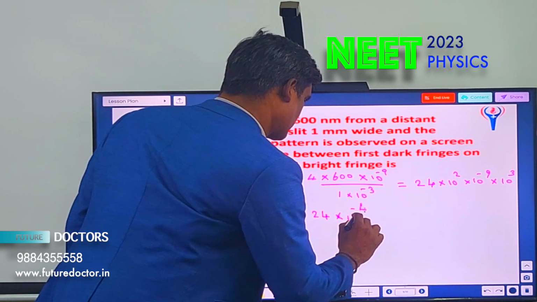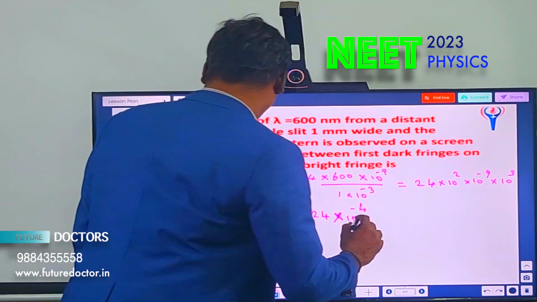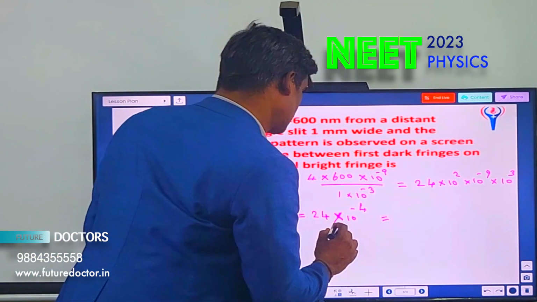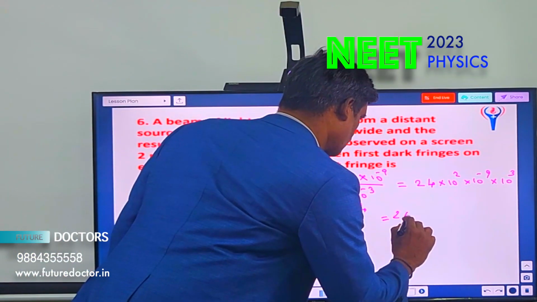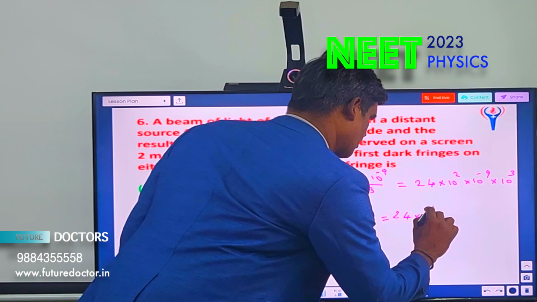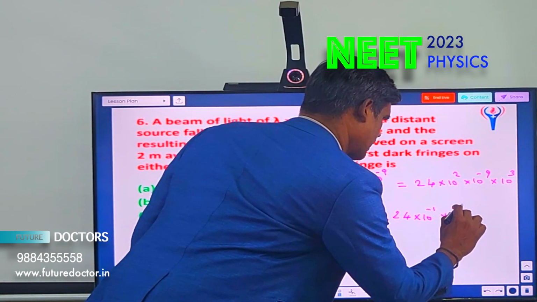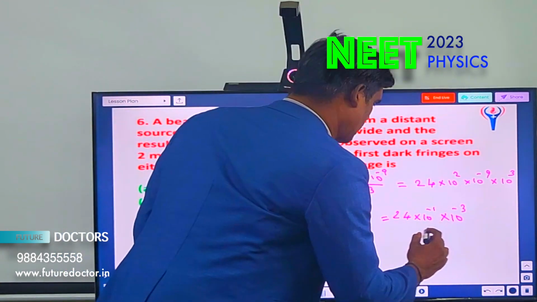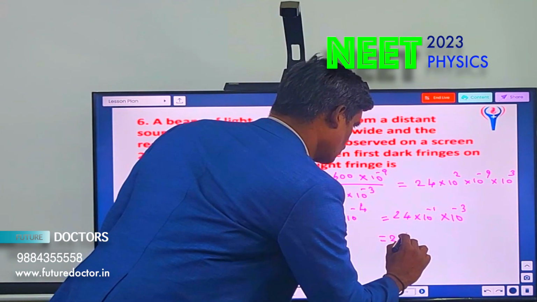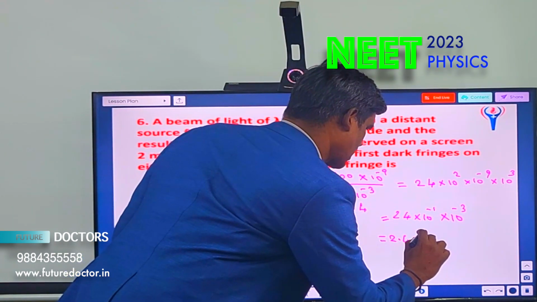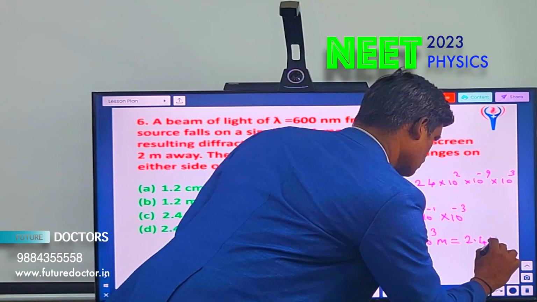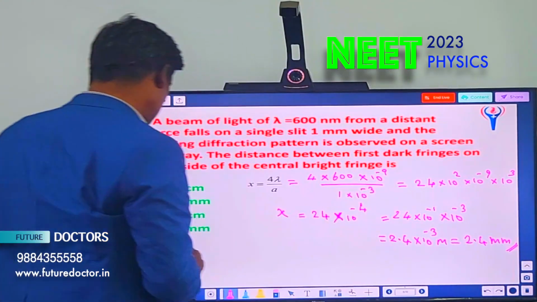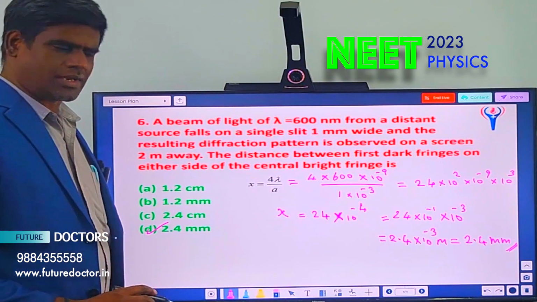And answer is given in millimeter or centimeter. So if you try for millimeter means 24 into 10 power minus 1 into 10 power minus 3. 10 power minus 3 is meter. Then this is equal to 2.4 into 10 power minus 3 meter. That is 2.4 millimeter. That is option D. Option D is the correct answer.